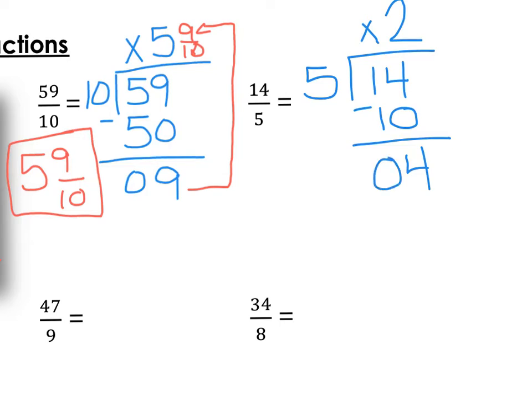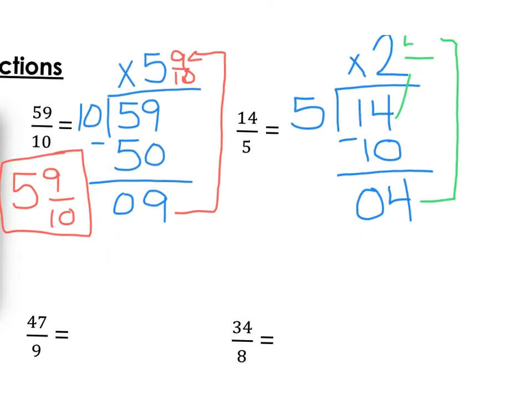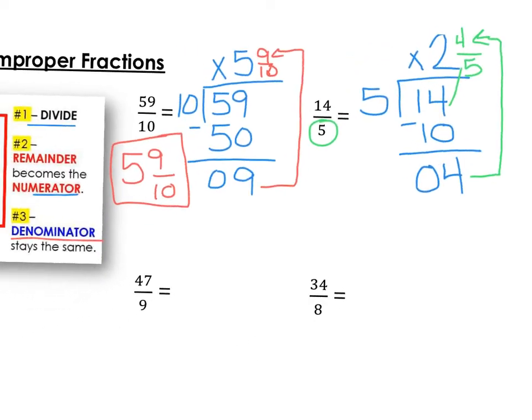Now remember, what's left over? Our remainder becomes our numerator, which is 4. So our remainder becomes our numerator, and our denominator stays the same, which is 5. Okay? All right, let's try that again.